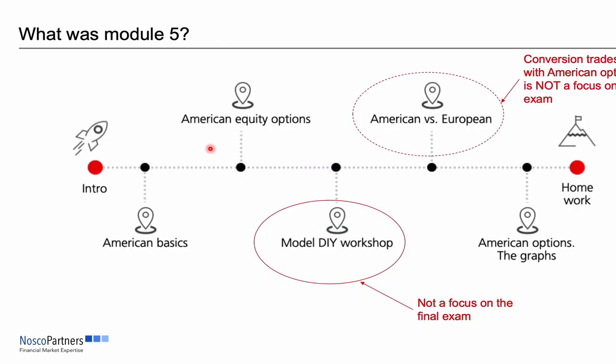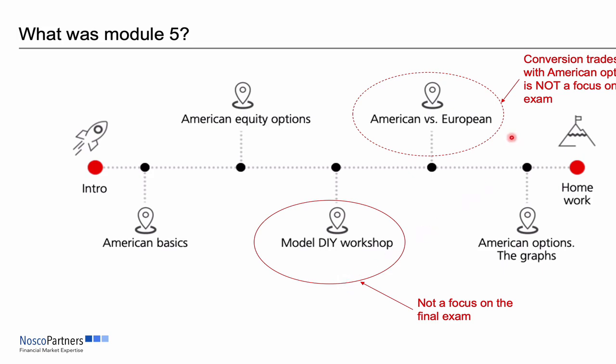Also remember, we did some other stuff in this module. For example, we spent quite a bit of time in creating our own model. We needed to do that because we couldn't use Black-Scholes, and we needed to adapt the binomial model so that we can talk about values. But this is not a focus on the test.